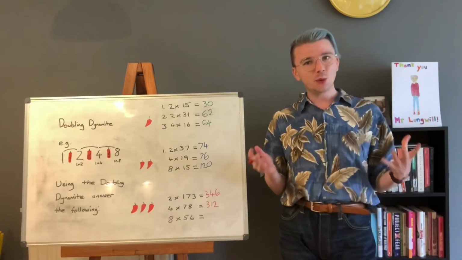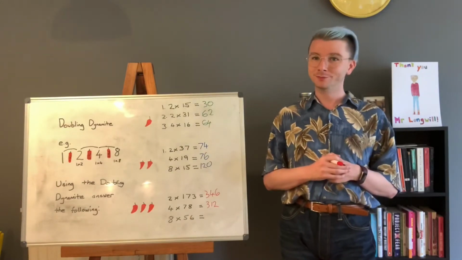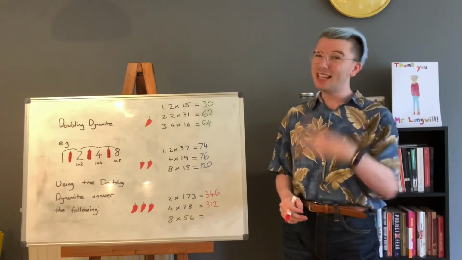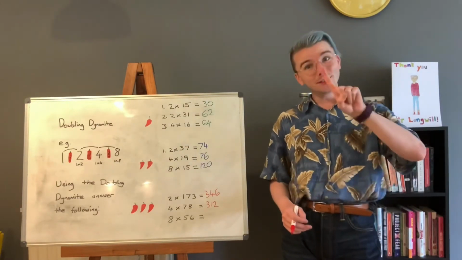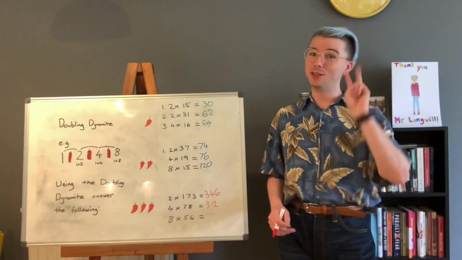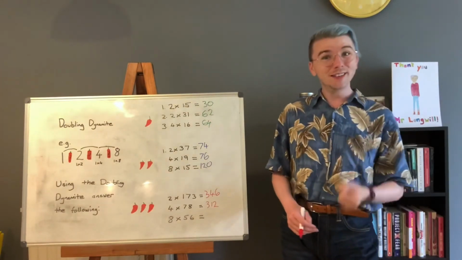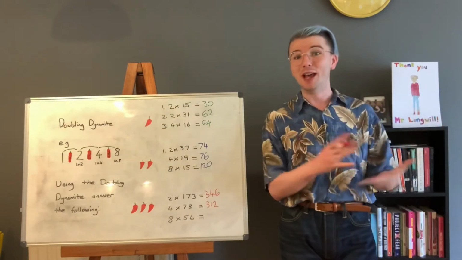Now finally, our last one, 8 times 56. How many times will we need to double in that problem? We'll need to double 3 times, because doubling once is multiplying by 2, doubling twice is multiplying by 4, and doubling 3 times is the same as multiplying by 8.